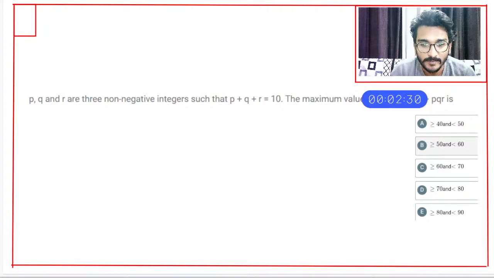Try this question. Your time starts now. P, Q and R are three non-negative integers such that P plus Q plus R is equal to 10. The maximum value of PQ plus QR plus PR plus PQR is how much?